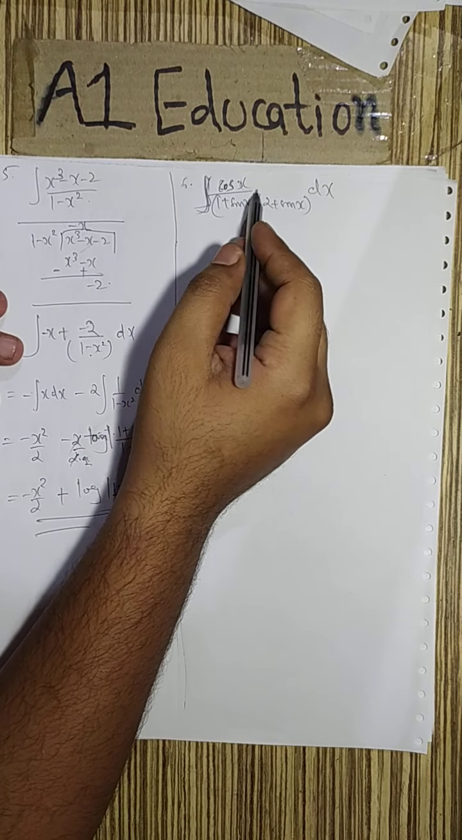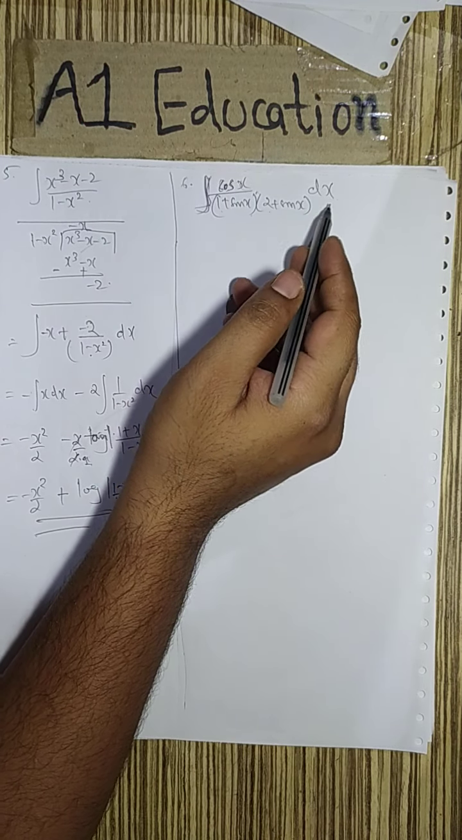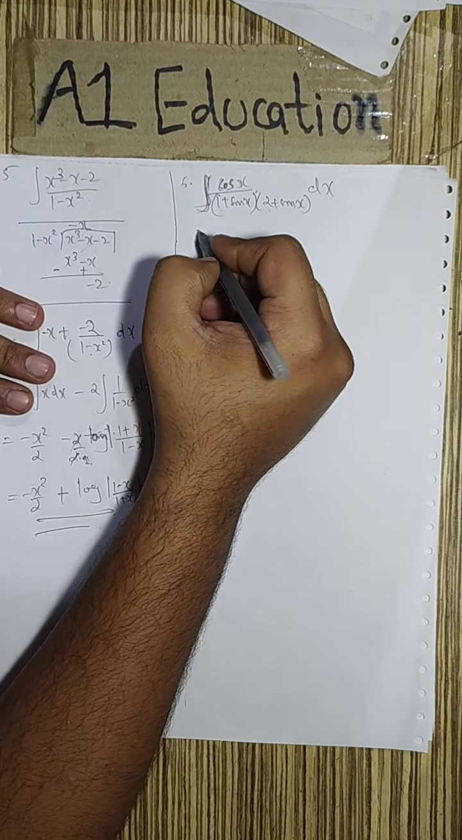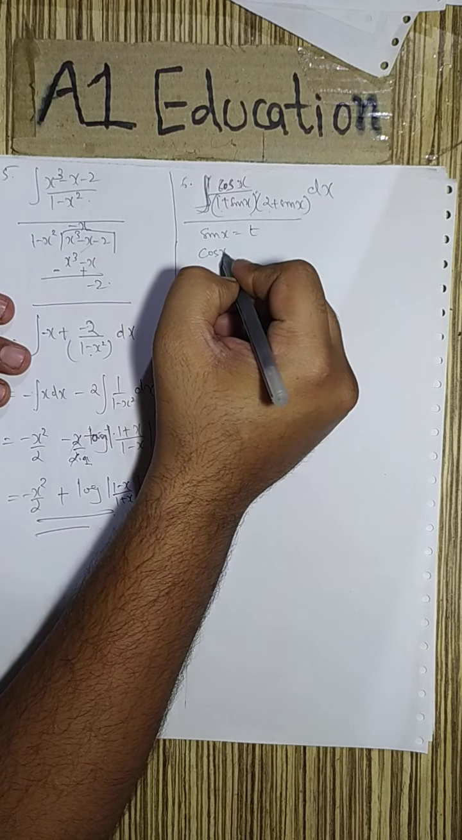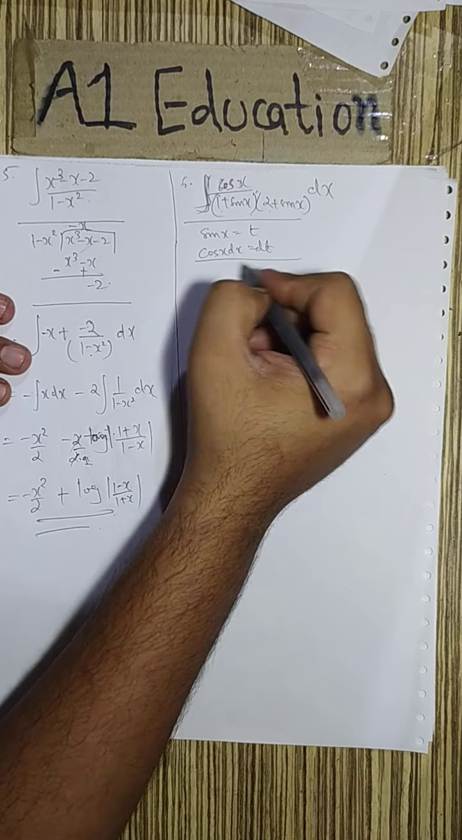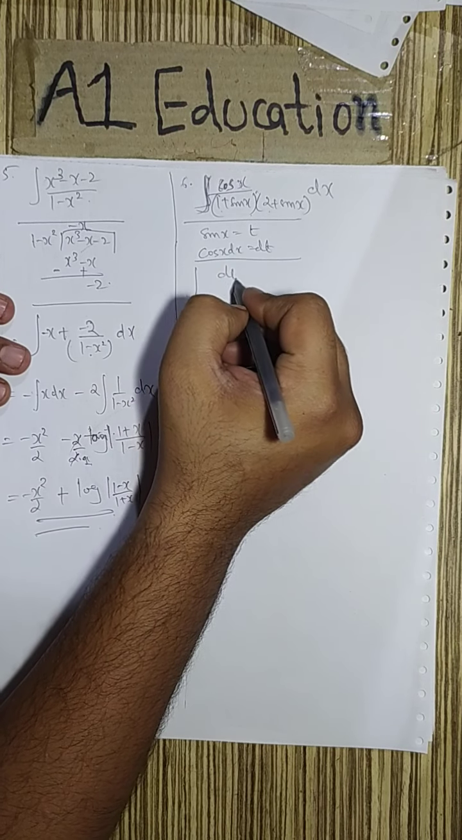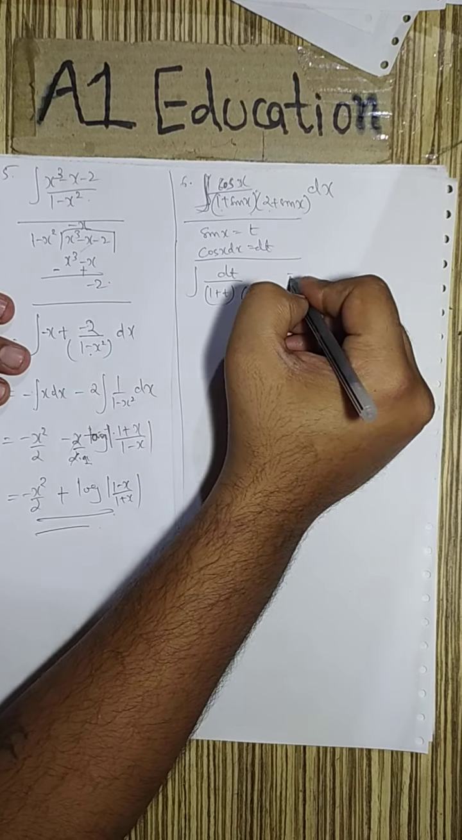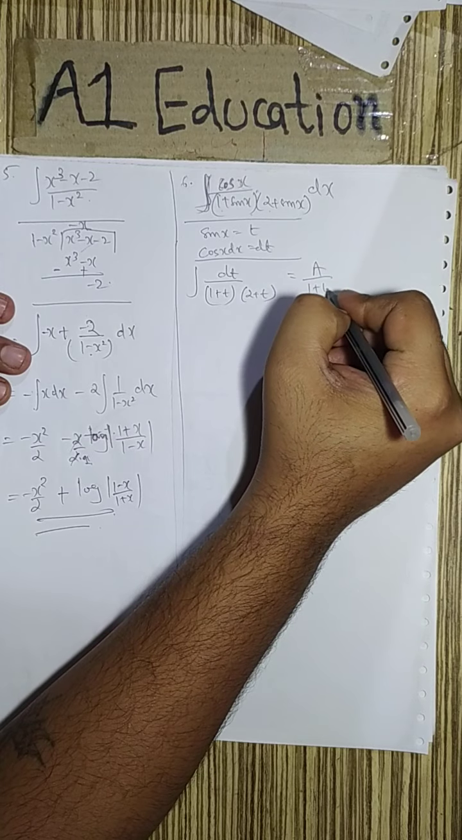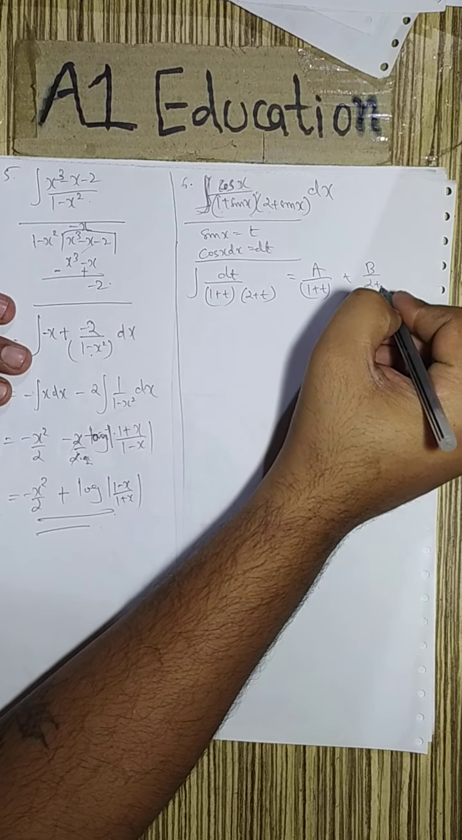So the next question is cos x upon 1 plus sin x, 2 plus sin x. Here we can do simple substitution first. Cos x dx will be equal to dt. Using this, it will be 1 plus t upon 2 plus t. This can be simply written as 1 plus t into b upon 2 plus t.